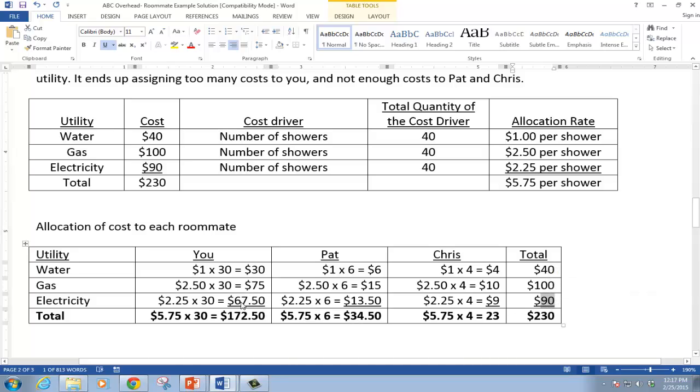So basically, you're paying 75% or 30/40ths of each of these different utility bills, whereas Pat and Chris are paying a much smaller proportion for each of the three utility bills. So that is not fair, right? It might make sense for you to pay most of the water bill since you take more showers, but not most of the gas and electricity costs.